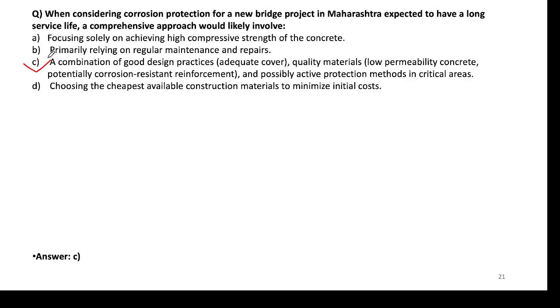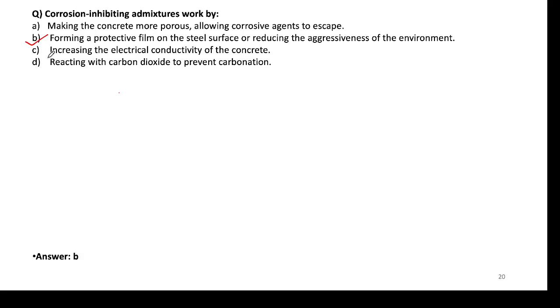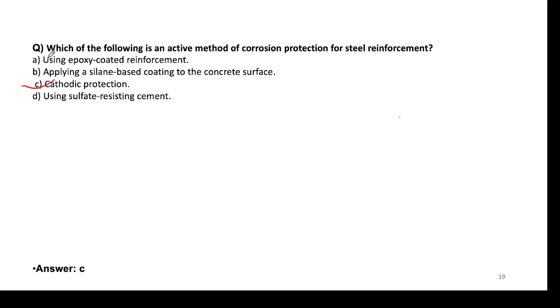Then we have seen how to achieve a higher service life in a concrete structure, what are the properties we should consider, for example good design practices, quality of material, low permeability of concrete, and even the possibility of active protection methods for corrosion resistance we can use to enhance the service life of concrete structures. Corrosion inhibitors and their effectiveness, and how we can use them, and cathodic protection also we have seen.